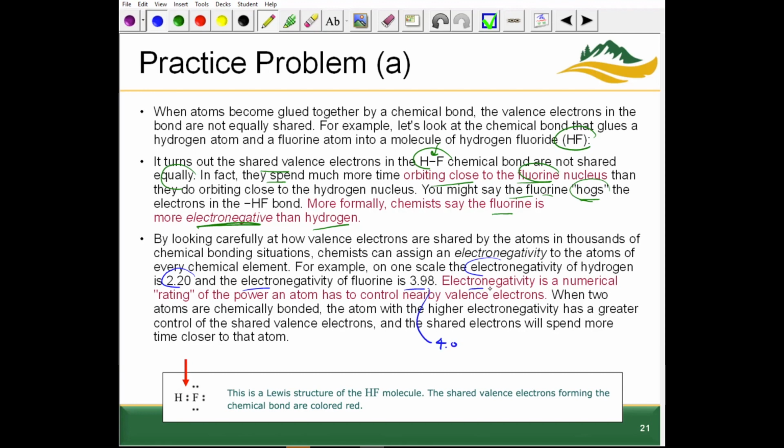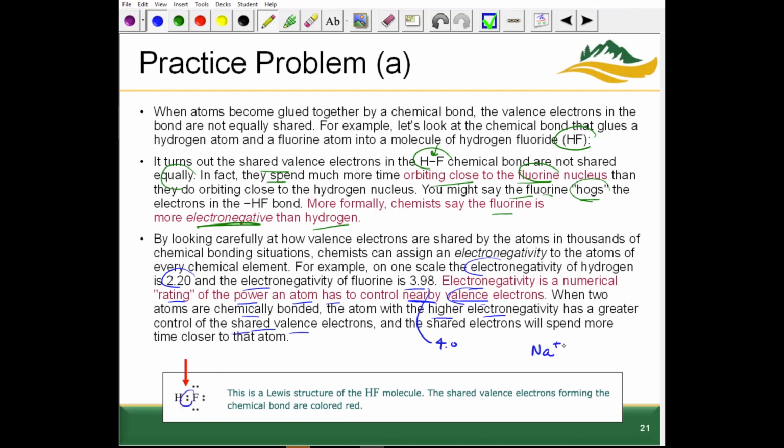Electronegativity is a numerical rating of the power that an atom has to control nearby valence electrons. How much can it hog nearby valence electrons? And so when two atoms are chemically bonded, the atom with the higher electronegativity has greater control over those shared valence electrons in a bond.